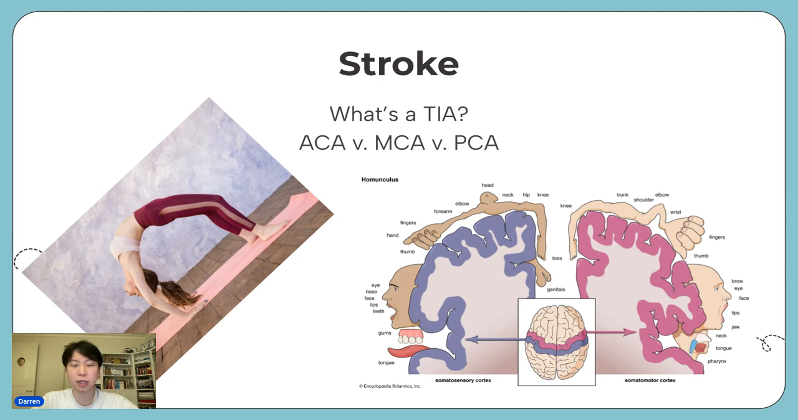Next is ACA, MCA, PCA strokes. So the homunculus is one to remember. You can kind of imagine someone lying across the brain. So ACA stroke is kind of that middle part, kind of the front, and then goes across the top of your head, so lower limb. And then MCA stroke is the side, so face and upper limb.